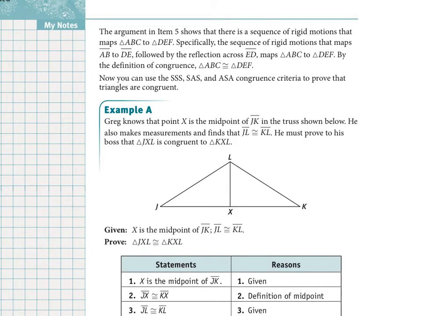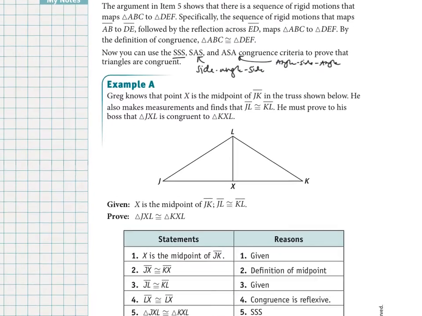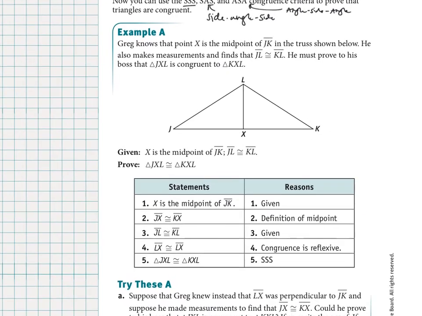Now we can use the SSS, SAS, or ASA congruence criteria to prove that triangles are congruent. Before, we just focused on side, side, side, but the other two pages we skipped showed other examples of side, angle, side, as well as angle, side, angle. So what's really important for us to do is practice thinking about these in the ways of a proof, how we're given one thought and how we're able to jump to the next. So we're going to look at example A together.